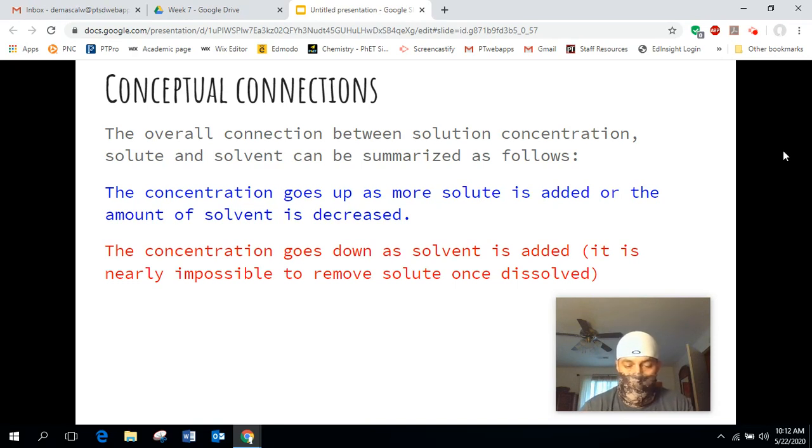So we can make a solution more concentrated by adding more solute or evaporating some of the liquid solvent out. We can make it weaker by adding more of the solvent. It's really hard to remove the solute, the Kool-Aid mix, after it's been dissolved. Once it's in there, it's really hard to get back out. So if you need to make it weaker, if you need to make the concentration less, you would have to add more solvent.